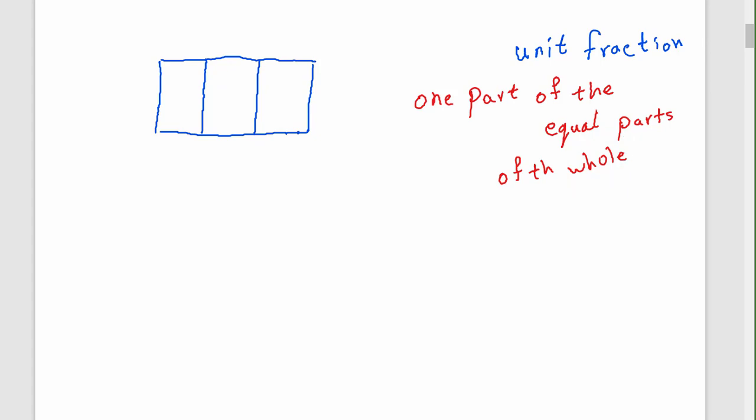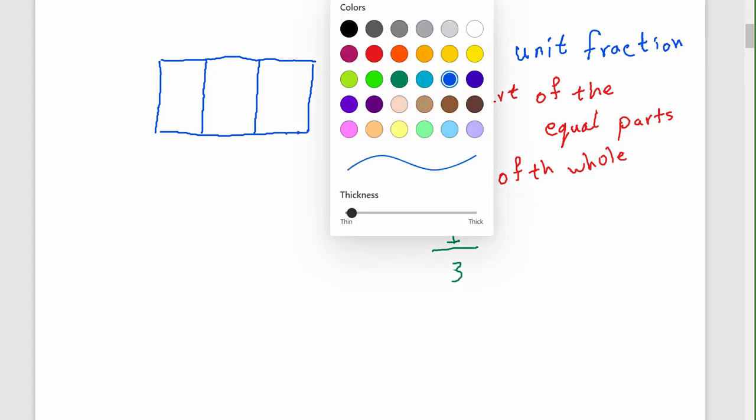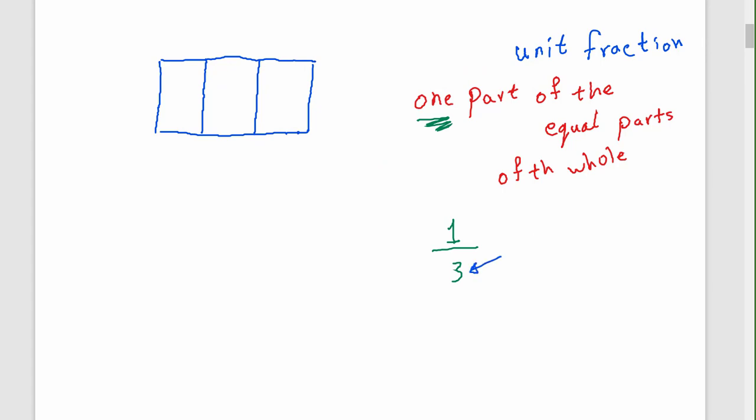Okay, so again, the unit fraction is only 1 part. In this case, we have 1 part, this is the unit fraction, 1 part out of the total number of equal parts, which is 3. So the 3 down here is the total number of parts.